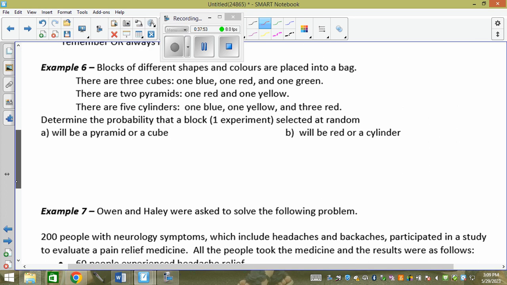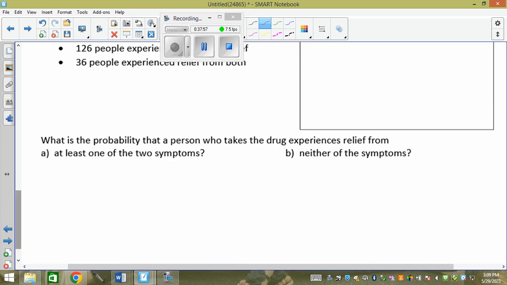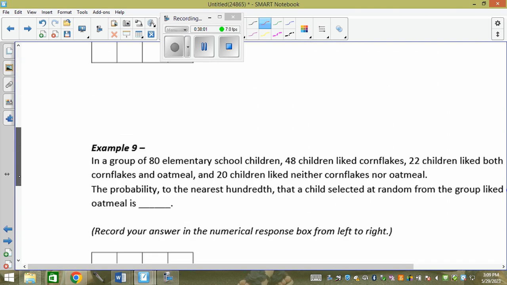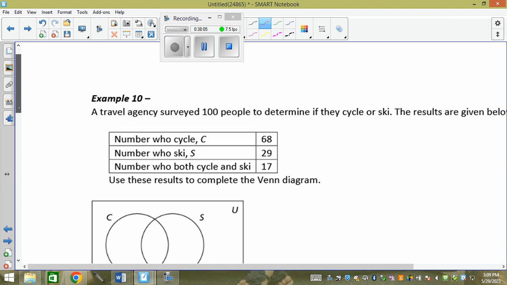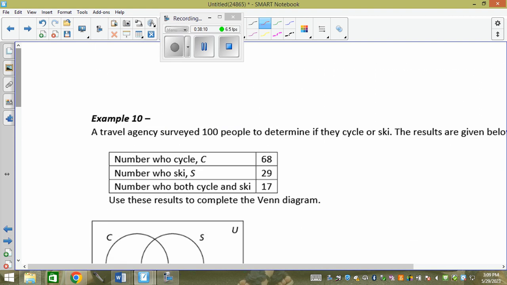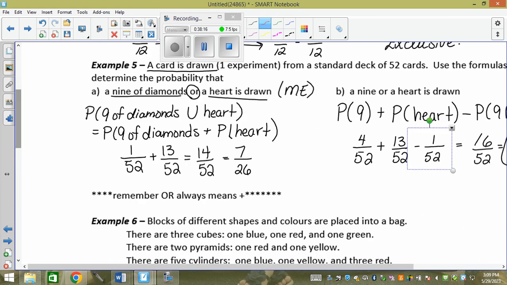So I'm going to get you to do example 6. Example 7, you're going to have to do a Venn diagram. Flip over. Example 8, you have to do a Venn diagram for. Example 9, example 10. 11 we'll do together. So you try this out. We're going to start at 6, 6 to 10, inclusive. Okay, work on those.